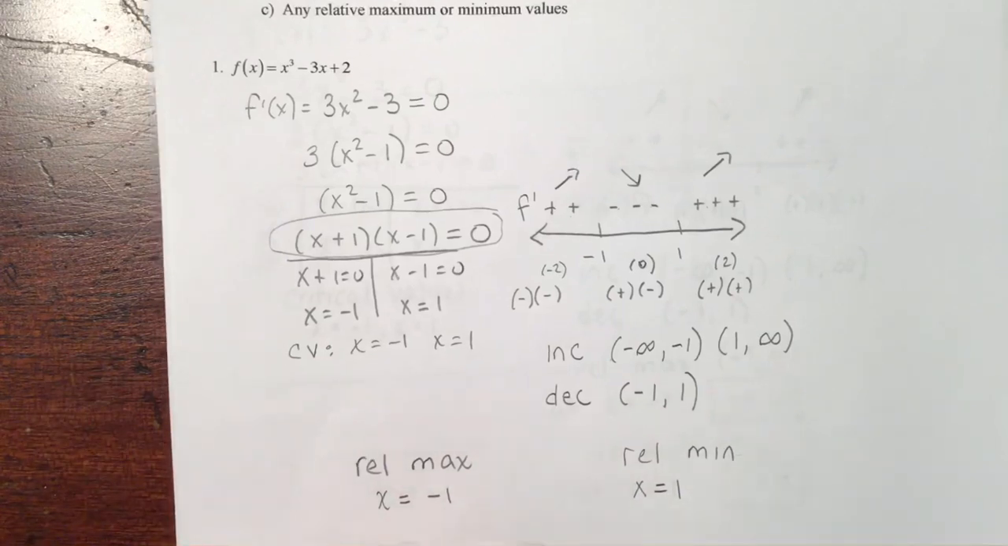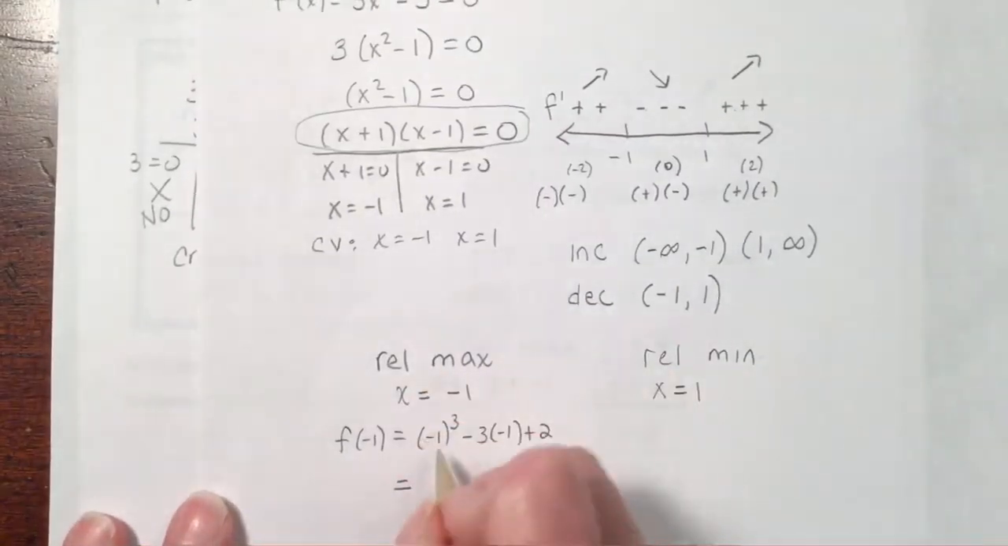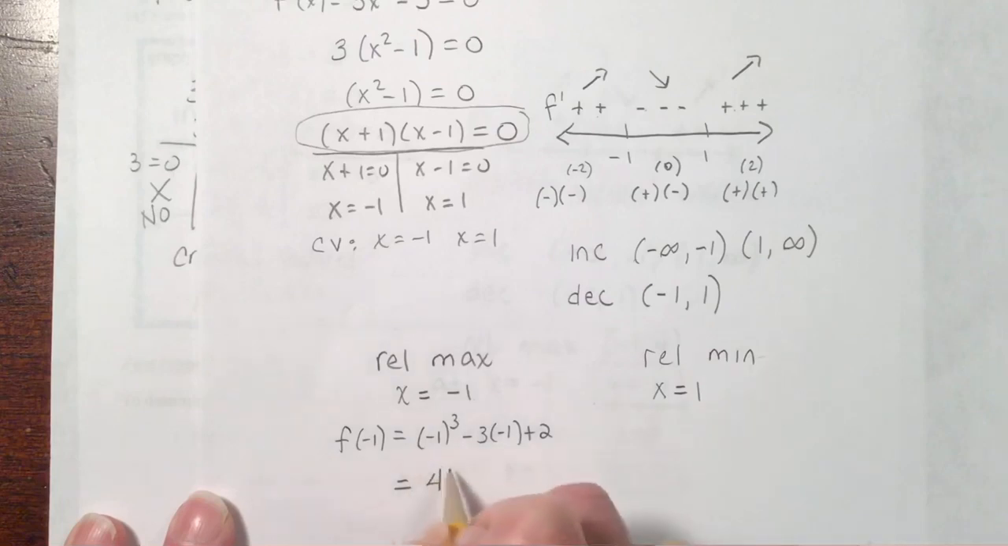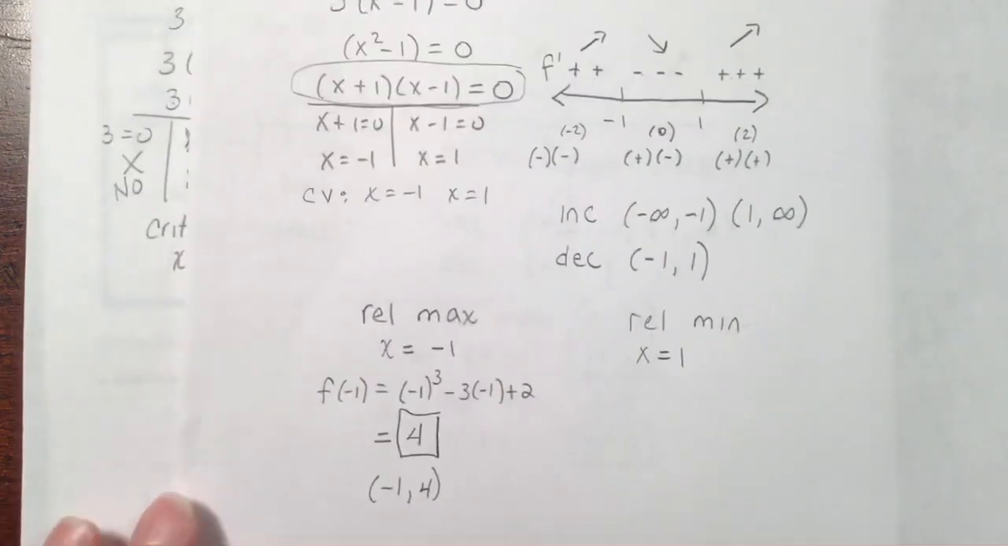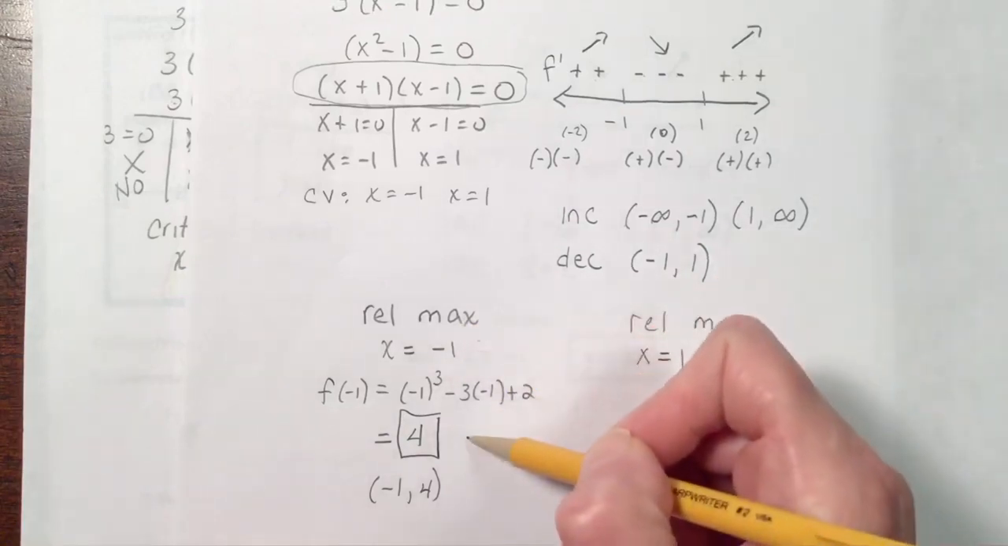So to get the y value, you're going to plug -1 into the original function. When you plug in -1, we get 4. So the maximum value is 4. On your answer key for your homework, I just wrote it as an ordered pair. That is perfectly acceptable at this point in time. But remember, this is where it occurs. This is what it is.